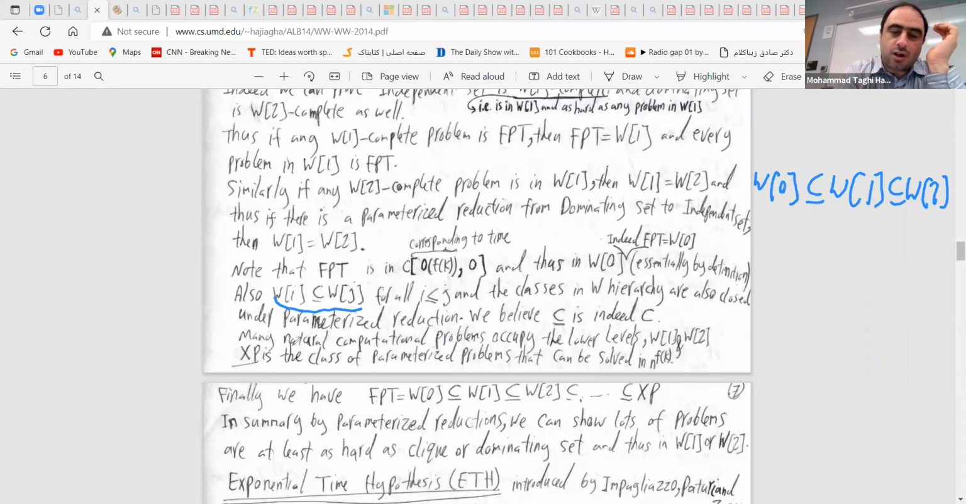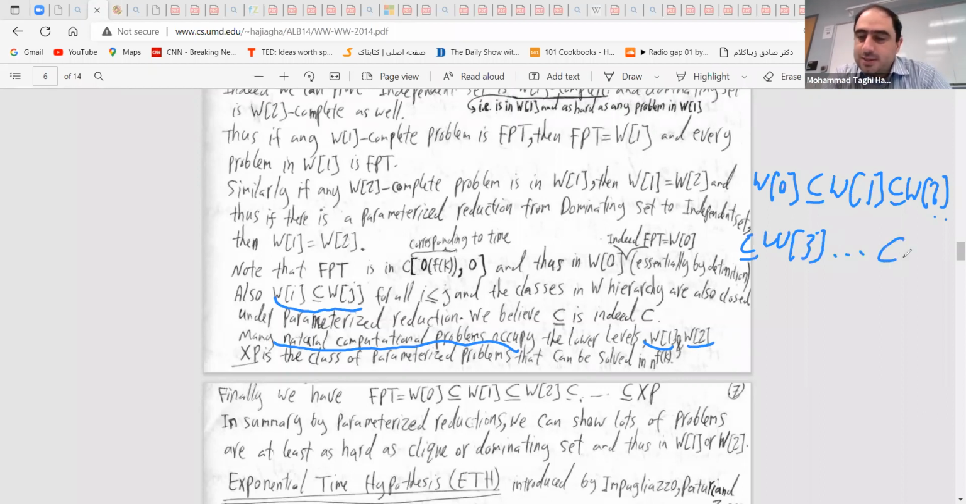As I mentioned, most natural problems are contained in the lower levels, W1 or W2, or fixed parameter algorithms. So we talked about these. This continues like this, W3 and so on. Now, all of them would go to the class XP. What is the XP class? XP is the class of all parameterized problems that can be solved in n to the f of k. So this is the XP.